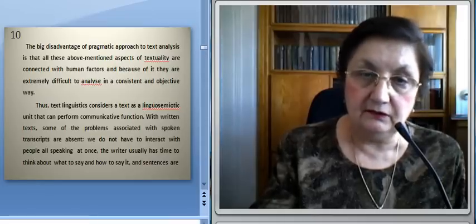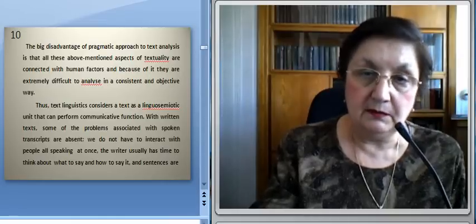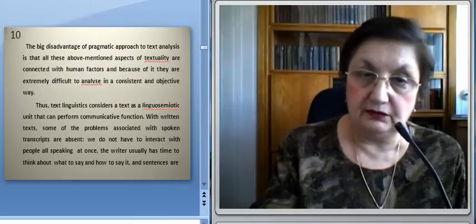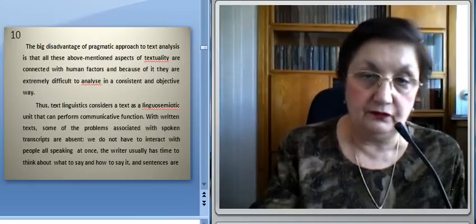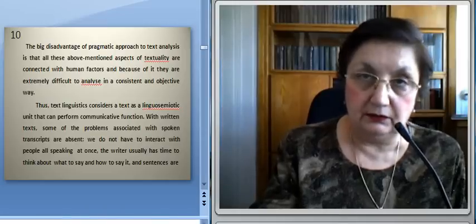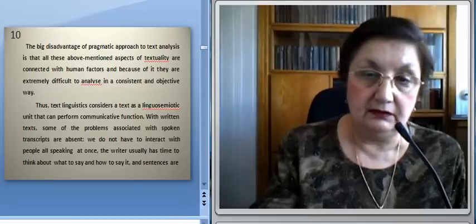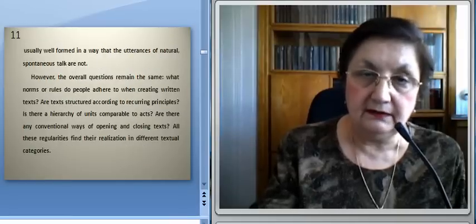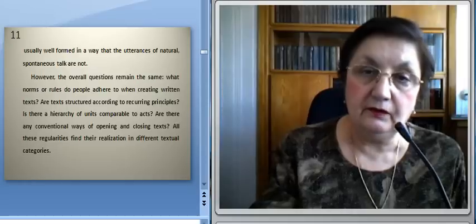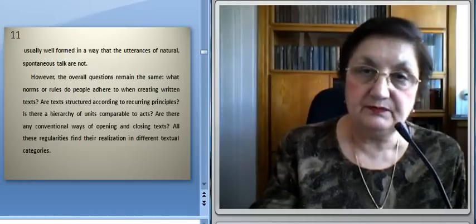With written texts, some of the problems associated with spoken transcripts are absent. We do not have to interact with people all speaking at once. The writer usually has time to think about what to say and how to say it, and sentences are usually well formed in a way that utterances of natural, spontaneous talk are not. However, the overall questions remain the same.